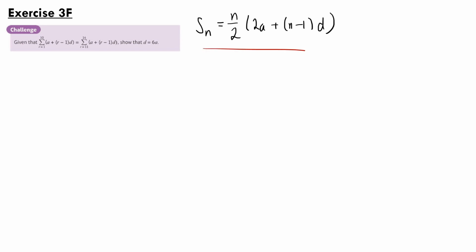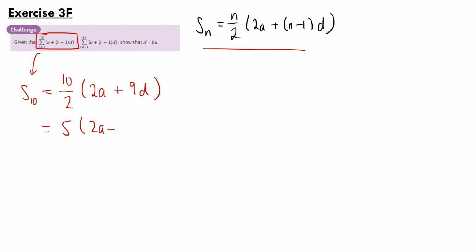So if we jump straight into this first part of the equation, this is going to be the sum of the first 10 terms. So we have 10 over 2 times 2 times the first term plus 9 lots of the difference. So that is 5 lots of 2a plus 9d. And if we expand brackets, that gives us 10a plus 45d.